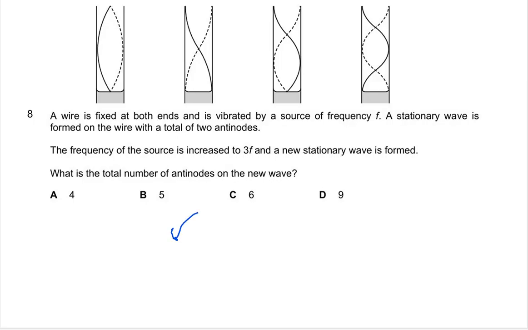Okay, we draw the first antinode. So this is the first antinode, and this is the second antinode. So this is F. So how about 3F?